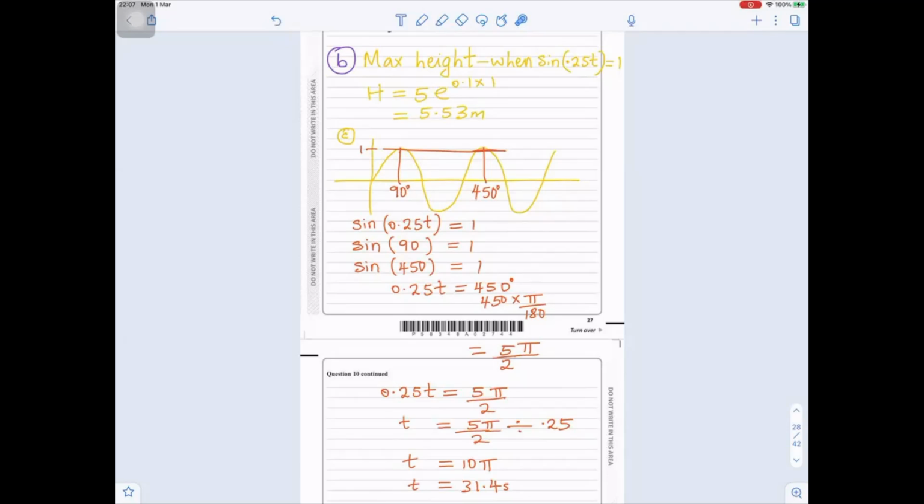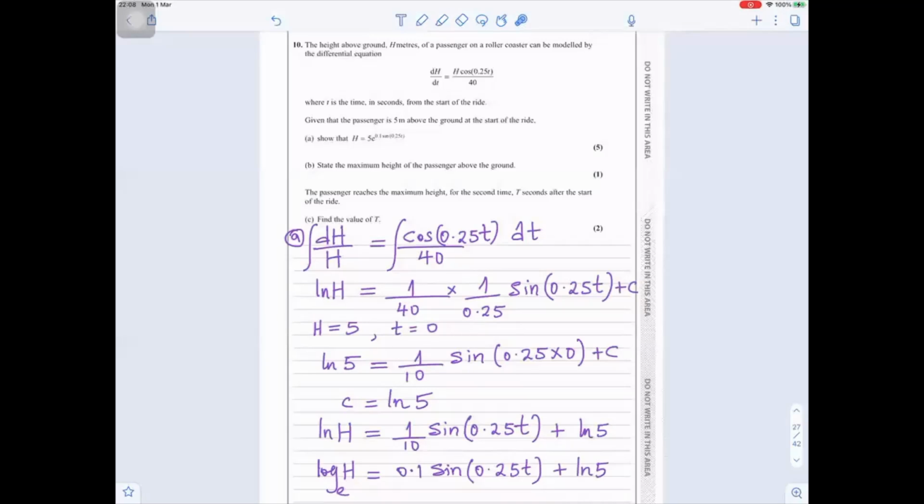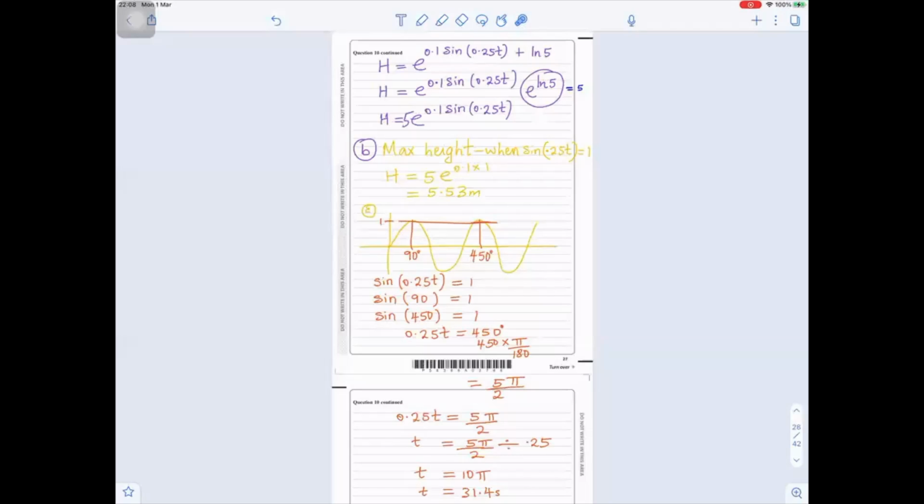And we can multiply by pi over 180 to change to radians. So that gives you 5 over 2 pi. So to change degrees to radians, you multiply by pi over 180. So 0.25t is equal to 5 over 2 pi. So you take the 0.25 to the right, you divide by 0.25, and t is equal to 10 pi. 10 times pi is 31.4 seconds. That's question 10A. Question 10B and C.